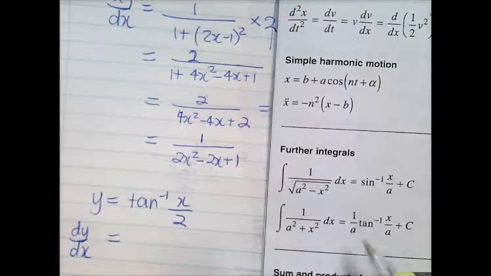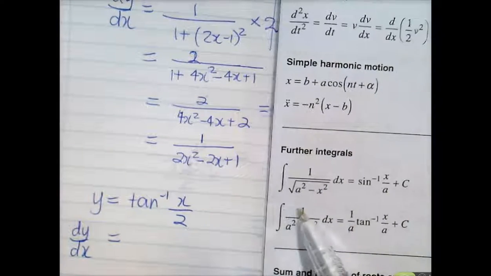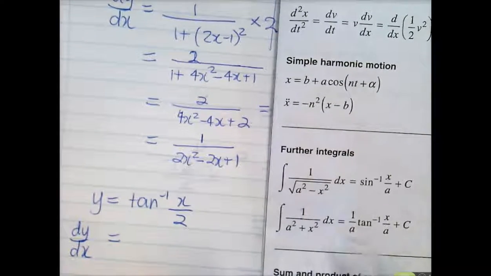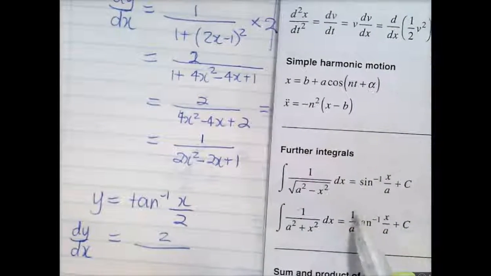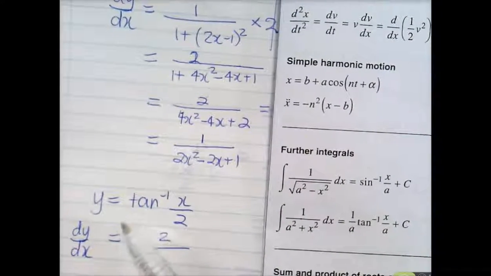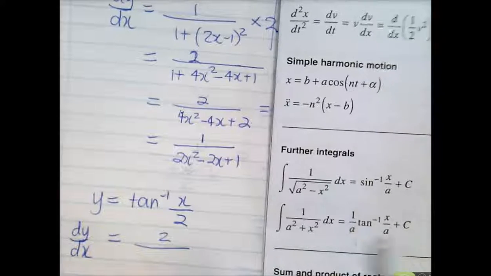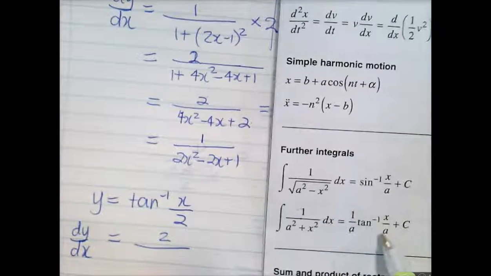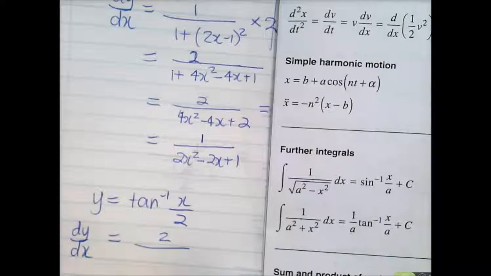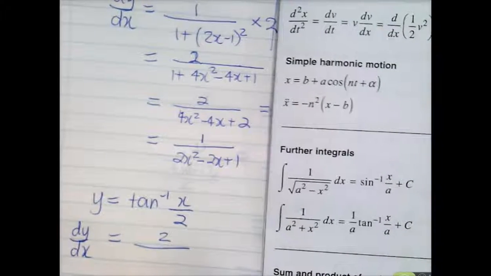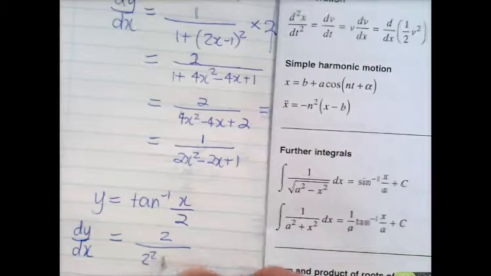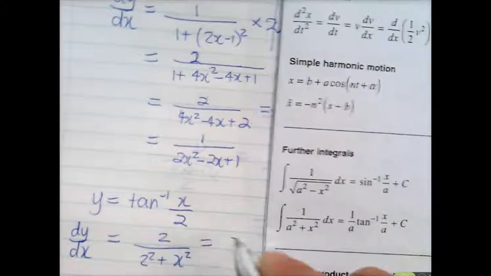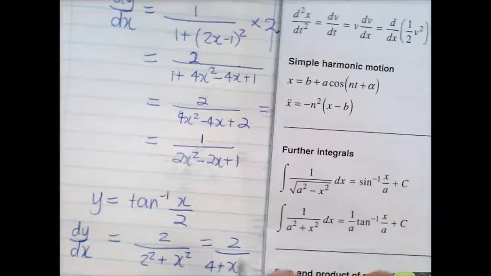What do you get, girls? This A has to go up there. Do you see why? So what do I get? 2 over... No, I'm not differentiating a half tan. I'm differentiating inverse tan of x on A. That A goes up there. The A is 2 this time. It's 2 over what? 2 squared plus x squared is 2 over 4 plus x squared.